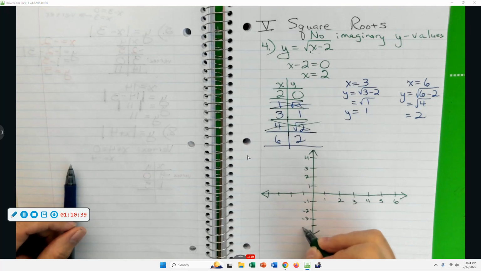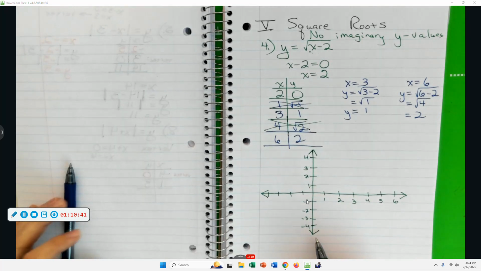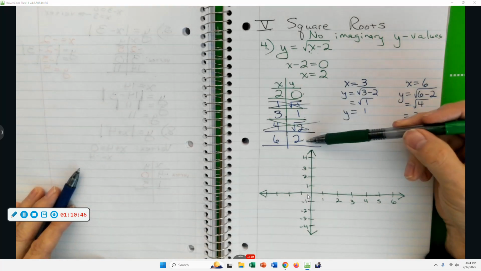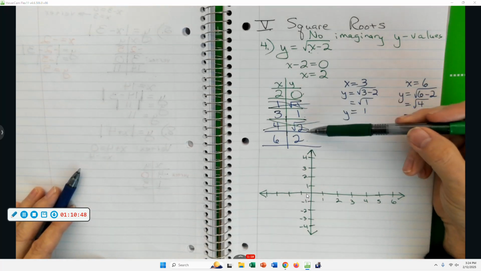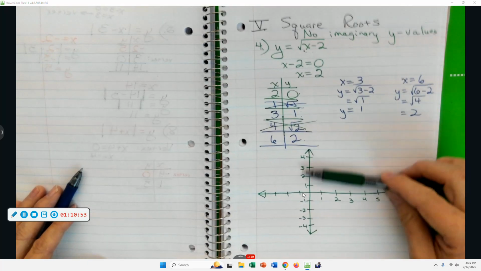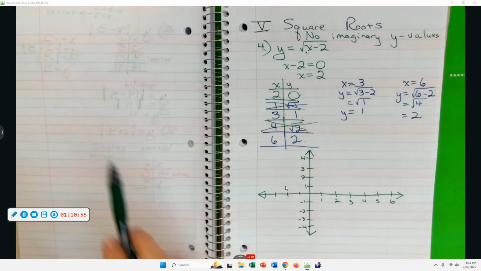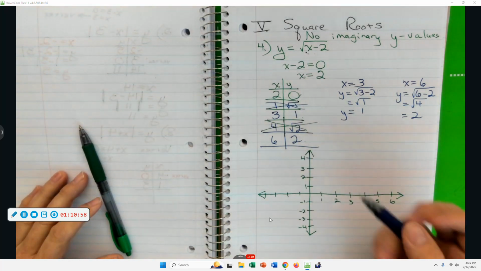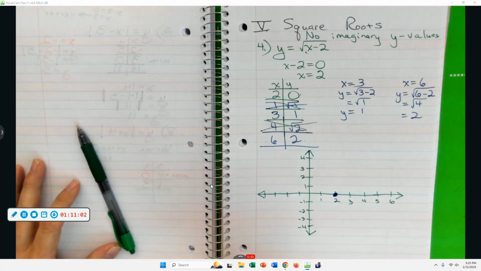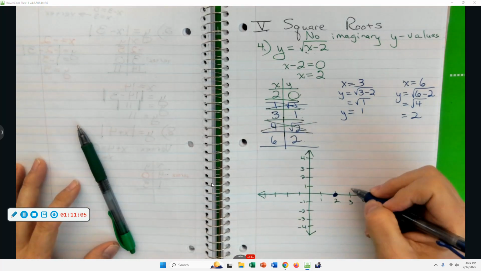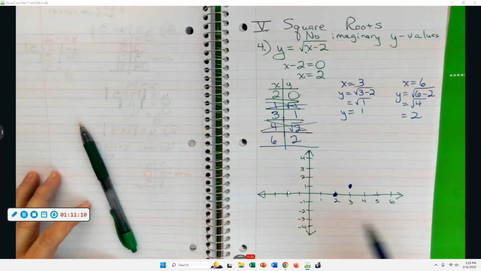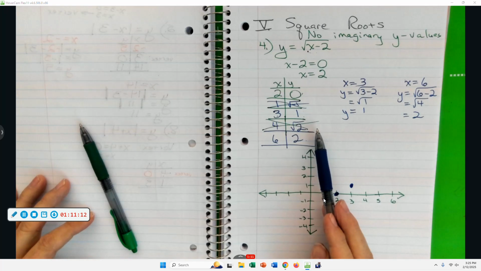Is any portion of the graph going to be below the x-axis? Are we getting any negative y values? I think the whole graph is going to be right up here in this upper right-hand quadrant. We start off at 2, 0. There's our starting point. Then we go right 3, up 1. Looks like a line. And then the square root of 2, is that about 1.4?